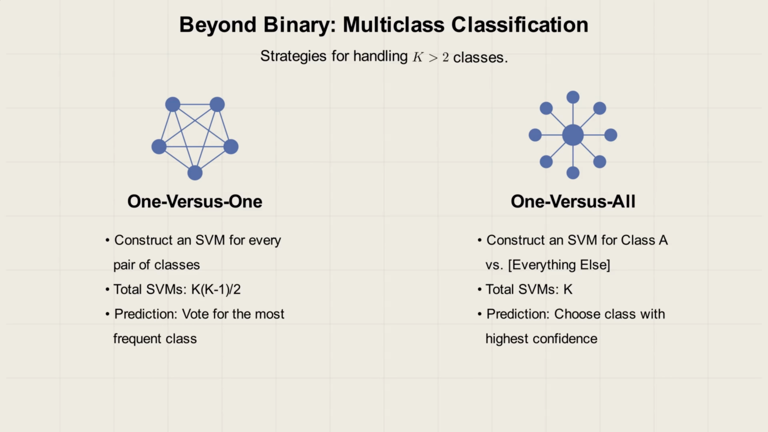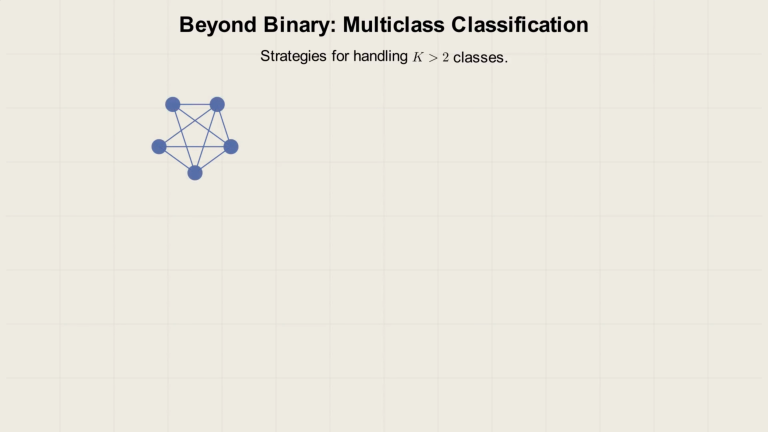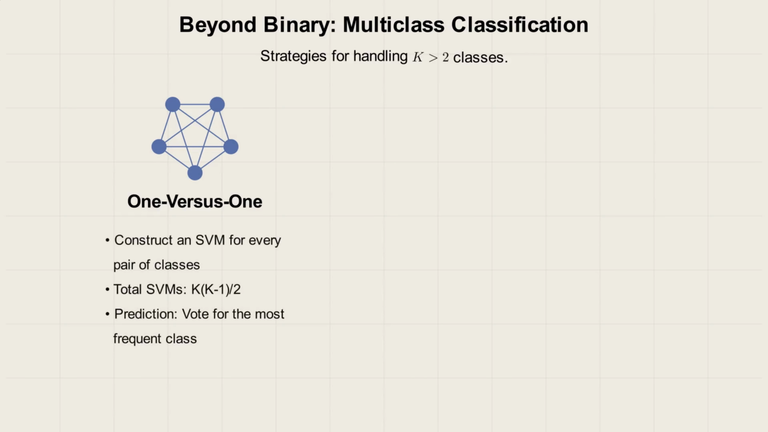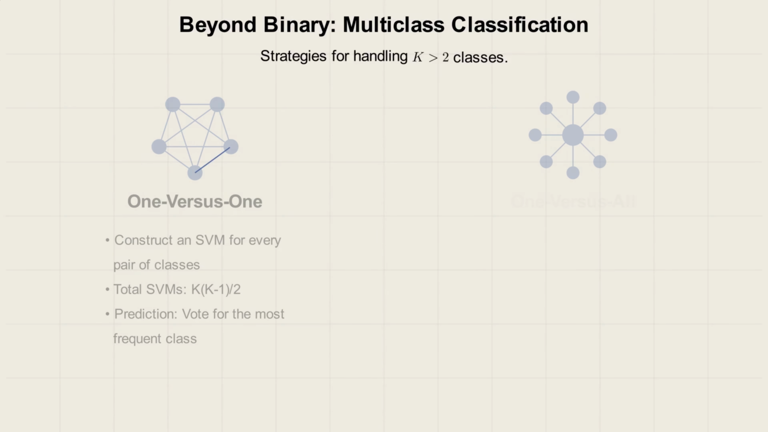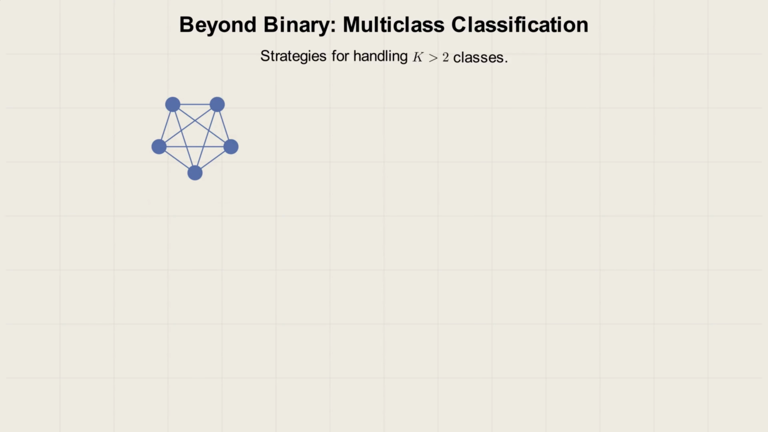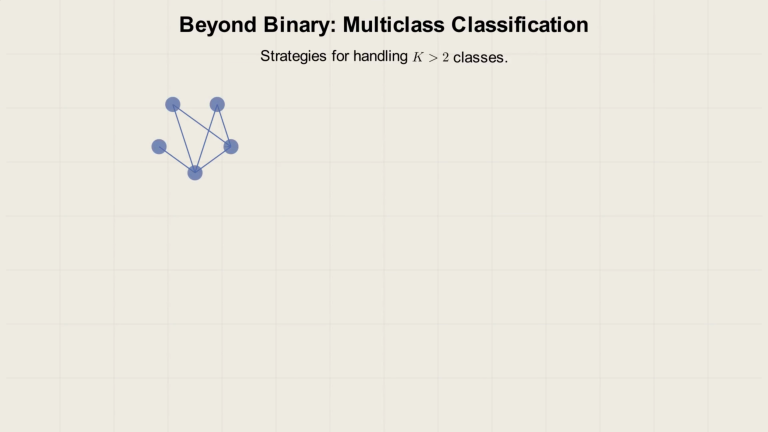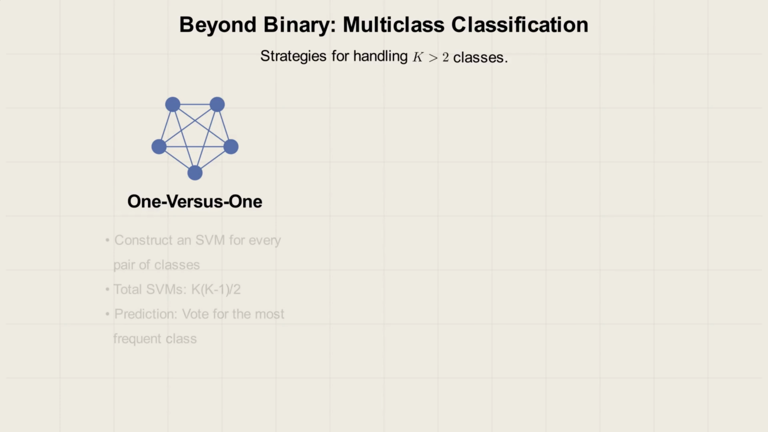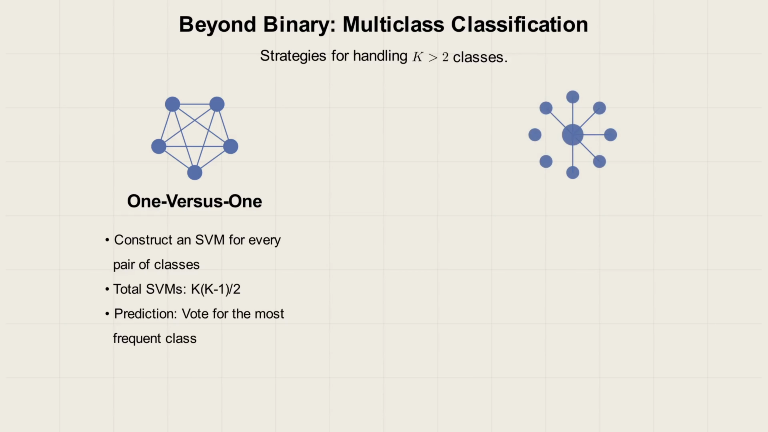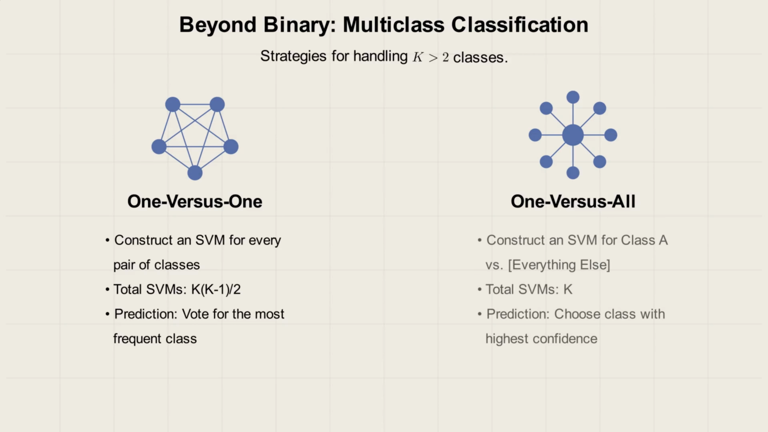Since the core of SVM is binary, we use 2 primary strategies to bridge this gap. The first is 1 versus 1. In this approach, we construct a separate SVM for every possible pair of classes. If we have 5 classes, as shown here by our pentagon, we create a web of classifiers connecting every dot. For any new data point, we run it through all these pairs. Each SVM votes for a winner, and the class with the most frequent votes takes the title. While this creates many models, it often leads to very precise boundaries. The second strategy is one versus all.